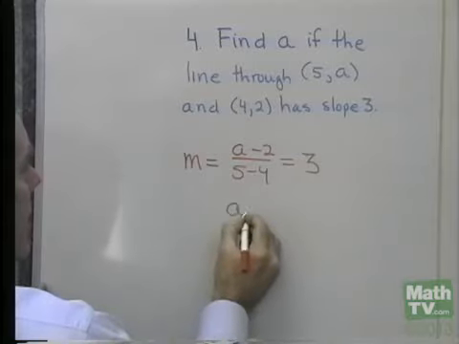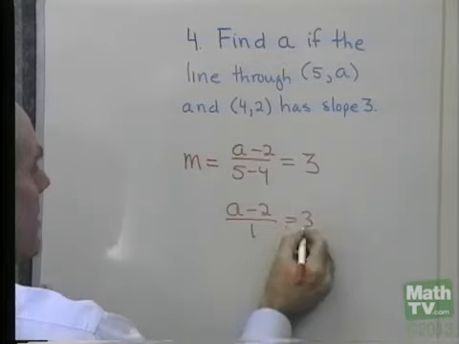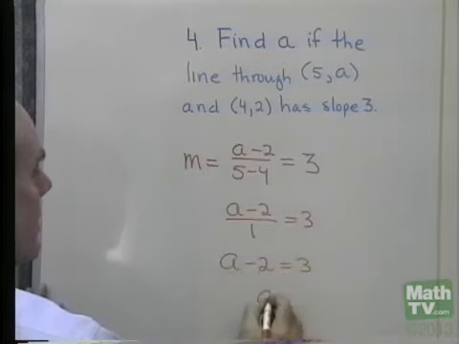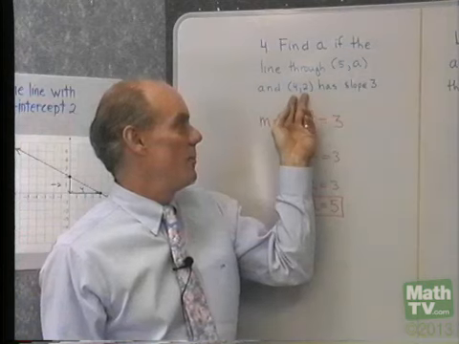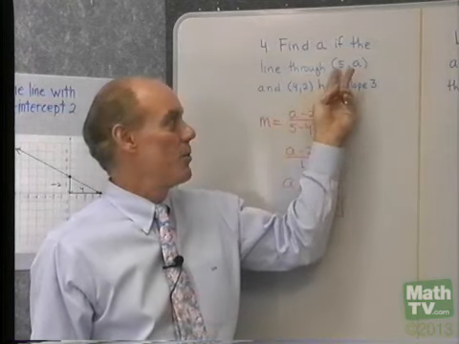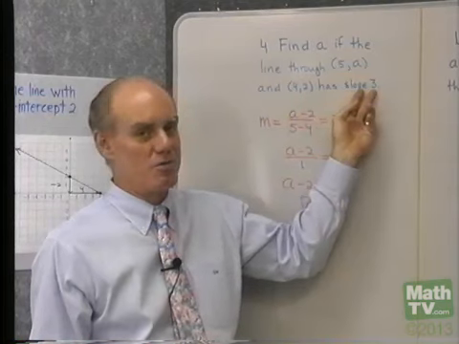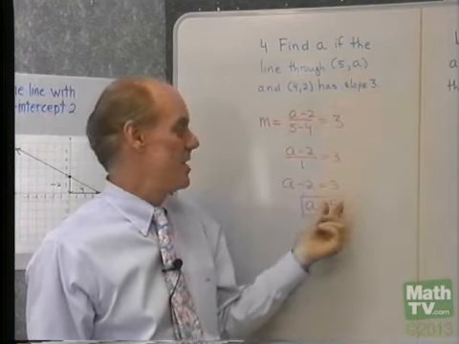So I end up with A minus 2 divided by 5 minus 4 is 1 is equal to 3. That's A minus 2 is equal to 3. So if I add 2 to both sides, I get A is equal to 5. So if I have this point right here, 4, 2, and another point, 5, A, the way I have to fill in A so that the slope of the line that goes between these 2 points has a slope of 3, then A has to be equal to 5.